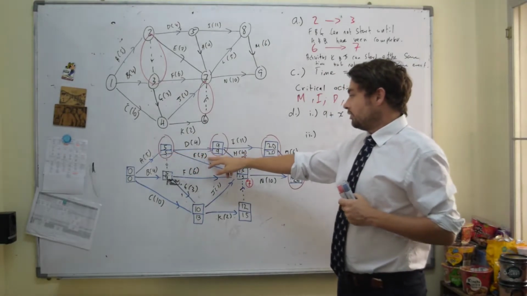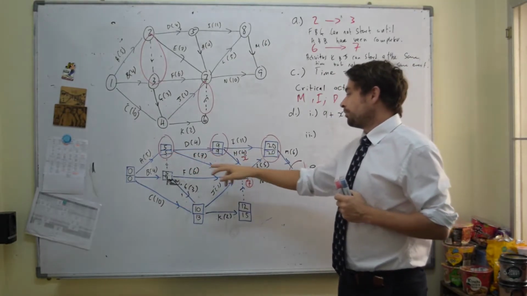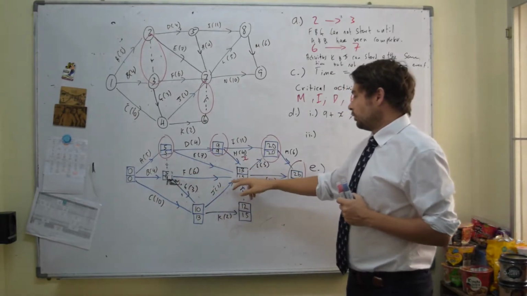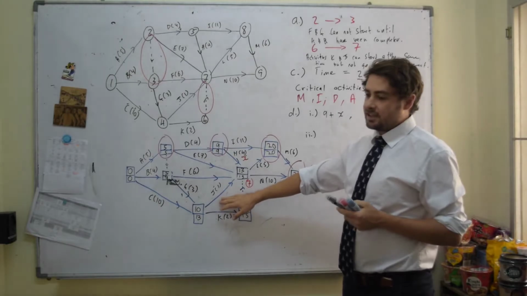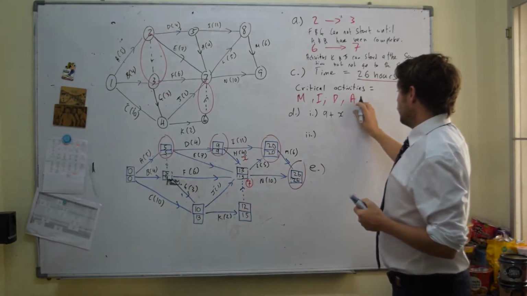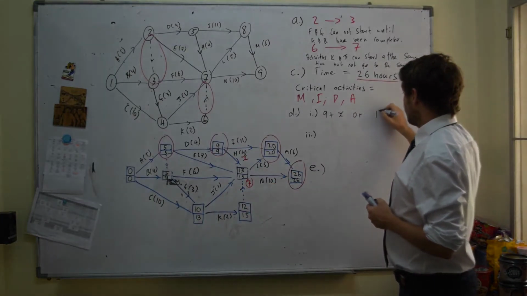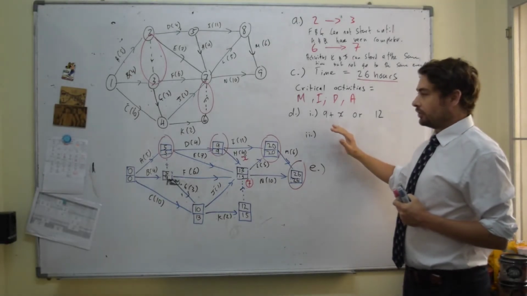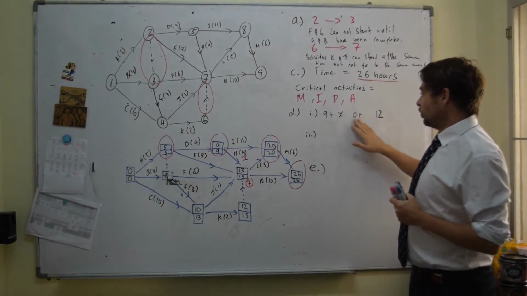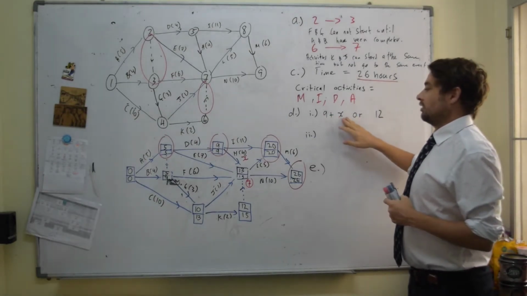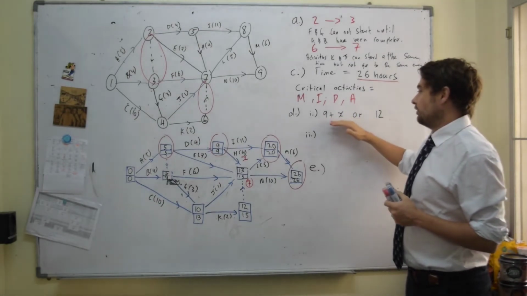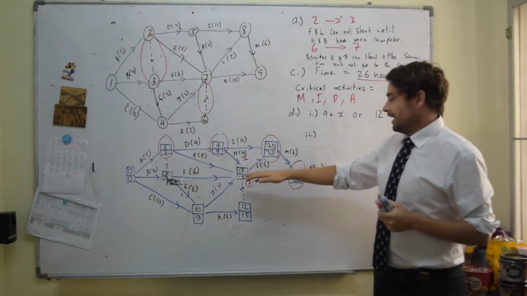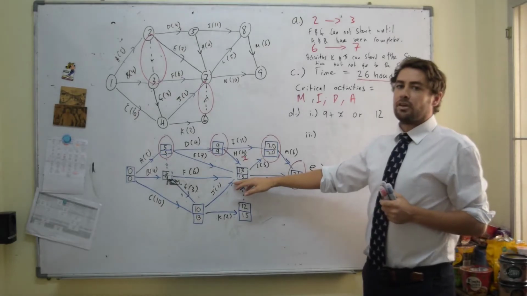7 and 5 would have given us 12. 5 and 6 would have given us 11. 10 and 1 would have given us 11. So the second one was 12. So our early time now is going to be the largest of 12 or 9 plus X, whichever one gives the bigger value. For part 2, our latest time is the same idea.